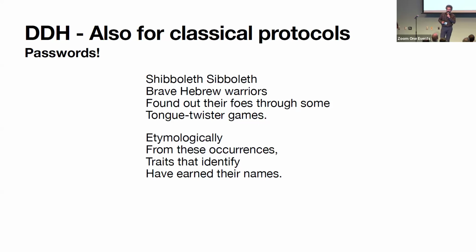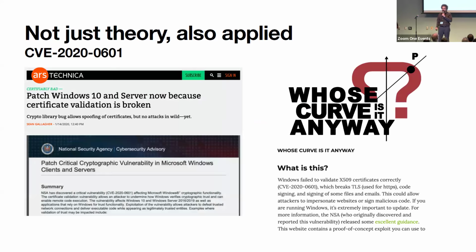Shibboleth: brave Hebrew warriors found out their foes through some tongue twister games. Etymologically, from these occurrences, traits that identify have earned their names. So with a strong theoretical case for the applicability of this, it is clearly appropriate for this conference. But I asked myself, is it actually useful in the real world? And in 2020, the NSA announced a major cryptographic flaw in Microsoft certificate validation.